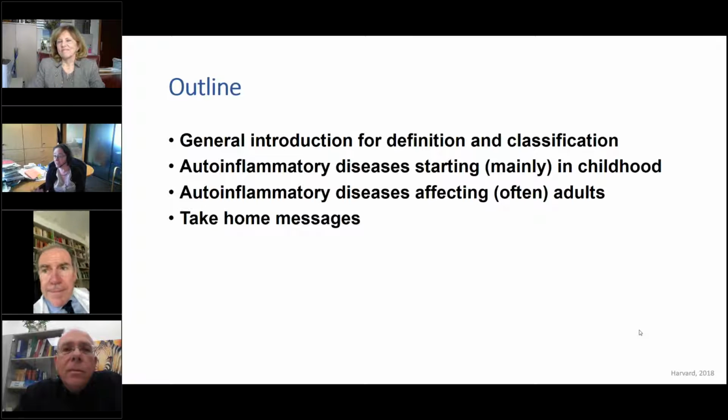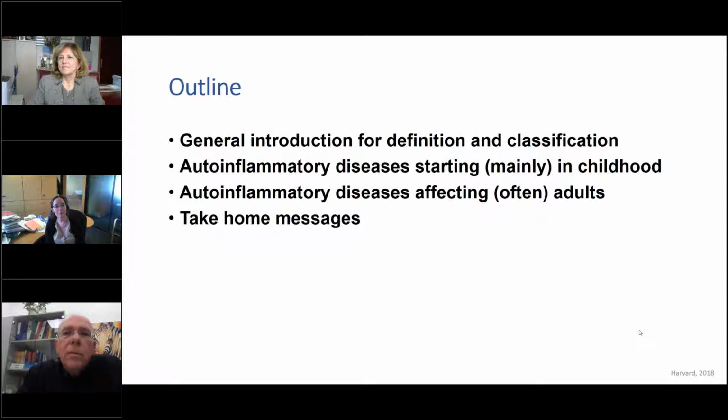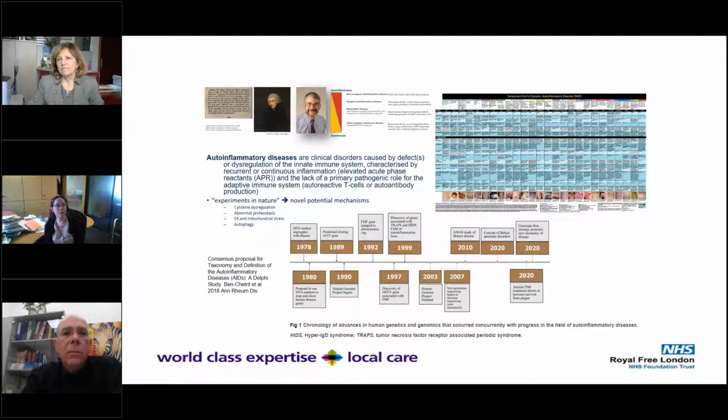As an outline of what Seza and I are going to talk about, I'm going to talk quickly about the general definition and classification of autoinflammatory diseases. I will then hand over to Seza, who will talk about autoinflammatory diseases, and we've divided them slightly arbitrarily between largely the recessive diseases and the diseases which mainly start in childhood. Then she will hand over to me for largely the dominant diseases and the diseases which more often we see in adults. And then between us, we will share the take-home messages. So, starting with some general definitions.